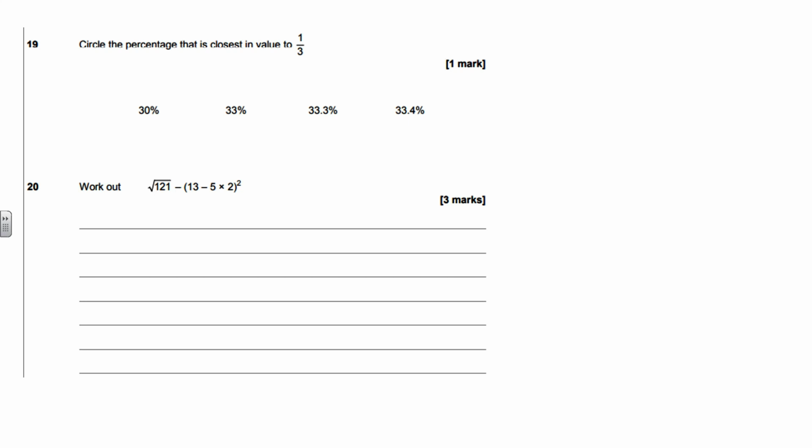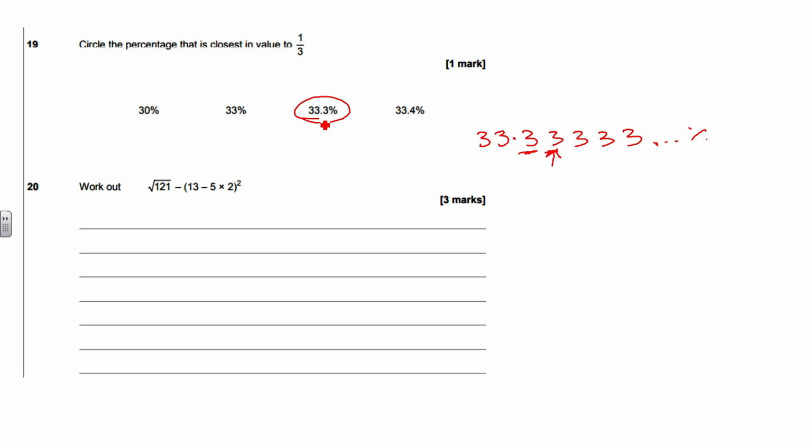Circle the percentage that is closest in value to a third. So, 1/3 is 33.3333 and so on percent, isn't it? So, which one's closest? Basically 30 is obviously furthest away. 33.3 is nearer than 33.4. So if I was to take 33.3 recurring and round it, which one would it be? 33.3, 33.4. Well, because it's 3 then a 3, I'd round down to 3. So 33.3 is the best.